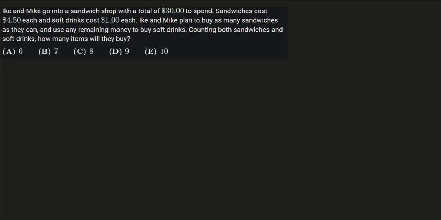In this problem, Ike and Mike go into a sandwich shop with a total of $30 to spend. Sandwiches cost $4.50 each, and the soft drinks cost $1 each. Ike and Mike plan to buy as many sandwiches as they can, and use any remaining money to buy soft drinks. Counting both sandwiches and soft drinks, how many items will they buy?